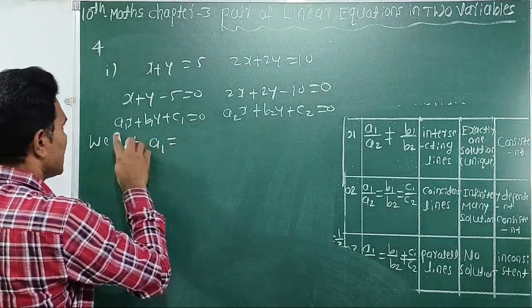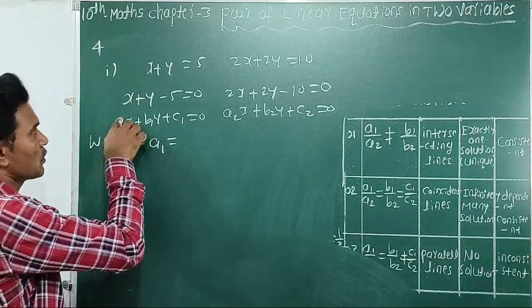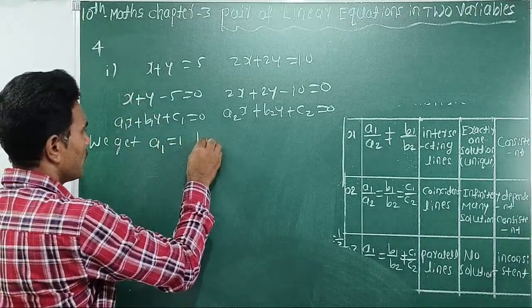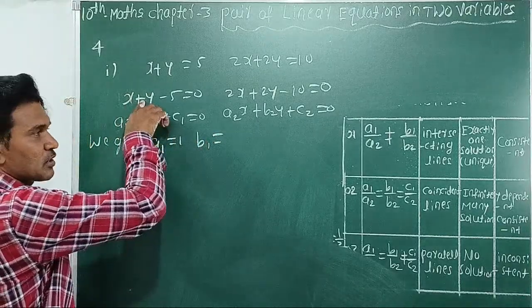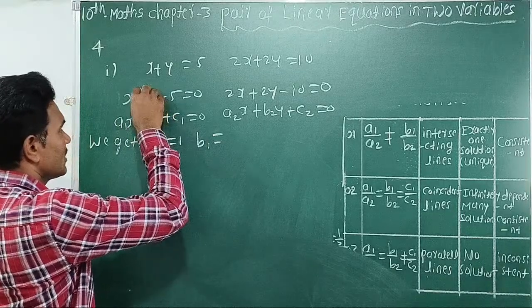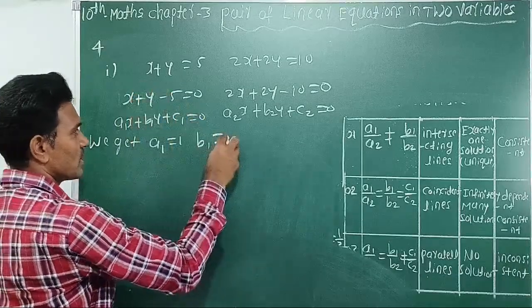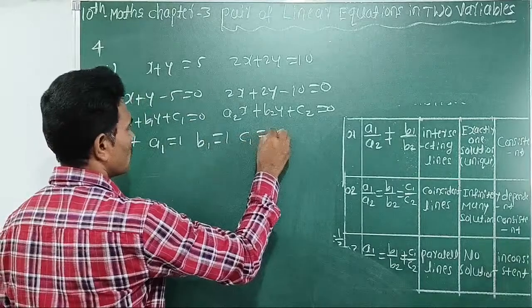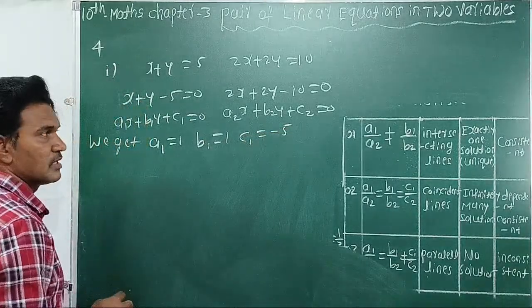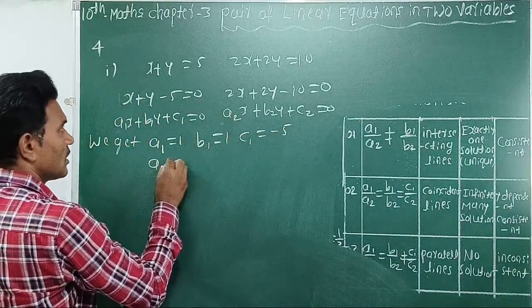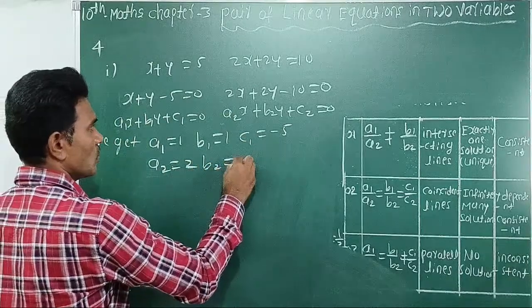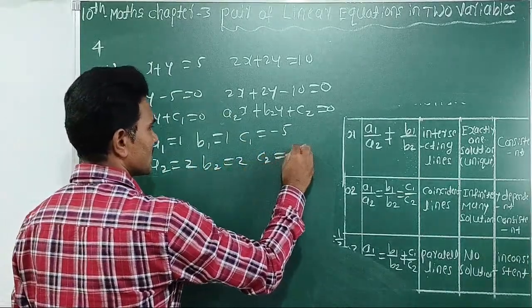a1 value is, a1 means the x coefficient of the first equation, that is 1. b1 means the y coefficient of the first equation. Here there is no coefficient, that means 1. c1 value is minus pi. In the same manner, a2 is 2, b2 is 2 and c2 is minus 10.